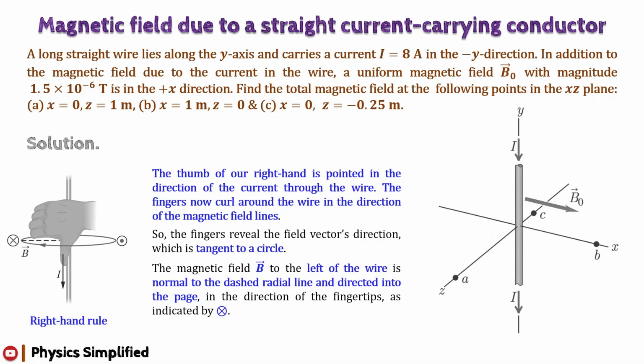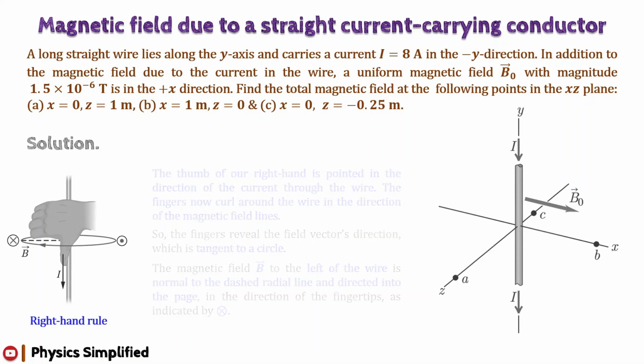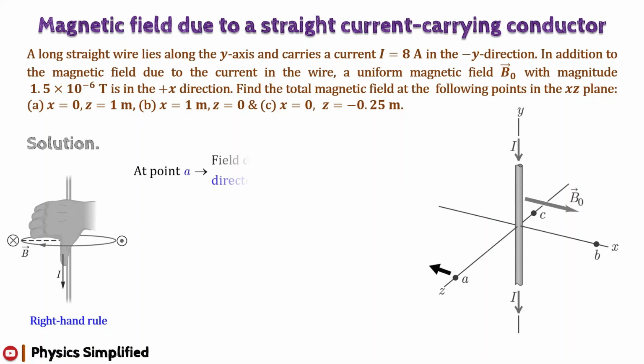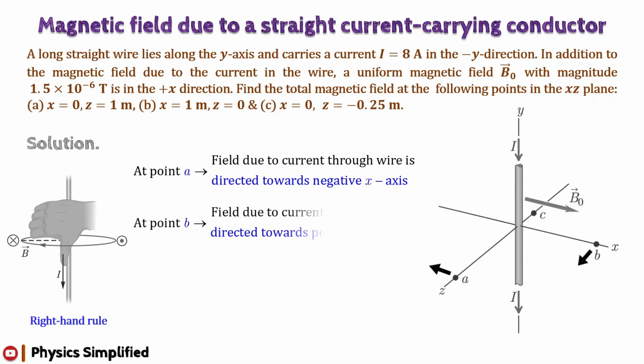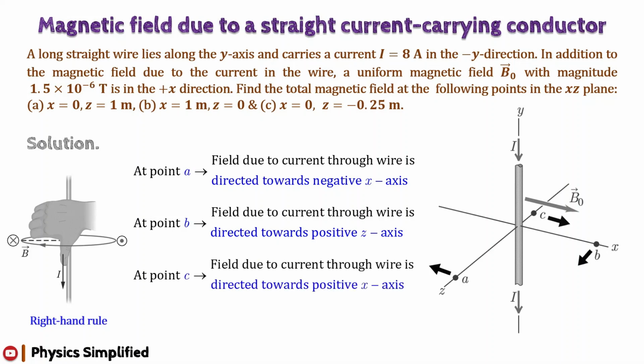If we apply this right-hand rule to the problem of the diagram, we will get the directions of the magnetic field due to the current through the straight wire. At point A, this magnetic field is directed towards the negative x direction. For point B, this magnetic field is directed towards the positive z direction, and for point C, this magnetic field is directed towards the positive x direction.